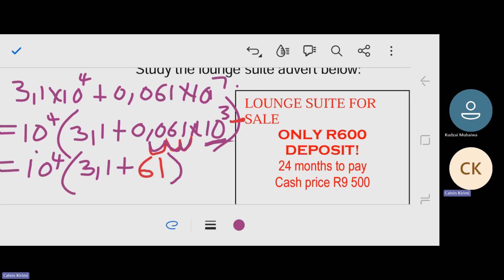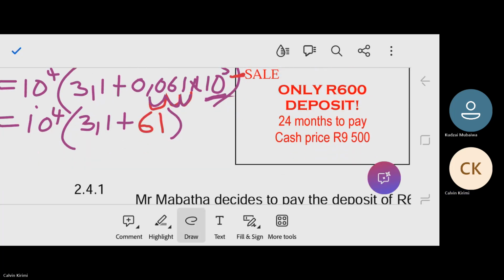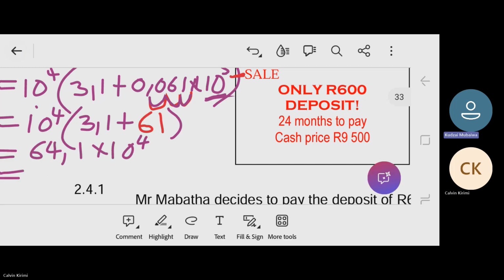Now we add. What is 3,1 plus 61? It's 64,1. So we are going to say the answer is now 64,1 multiplied by 10 to the power 4 outside. Then change this to standard form. It's going to be what? 64,1 times 10 to the power 4 in standard form is what?